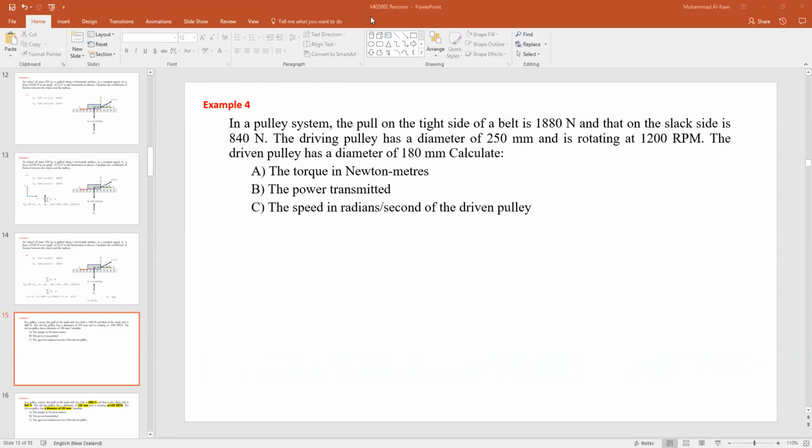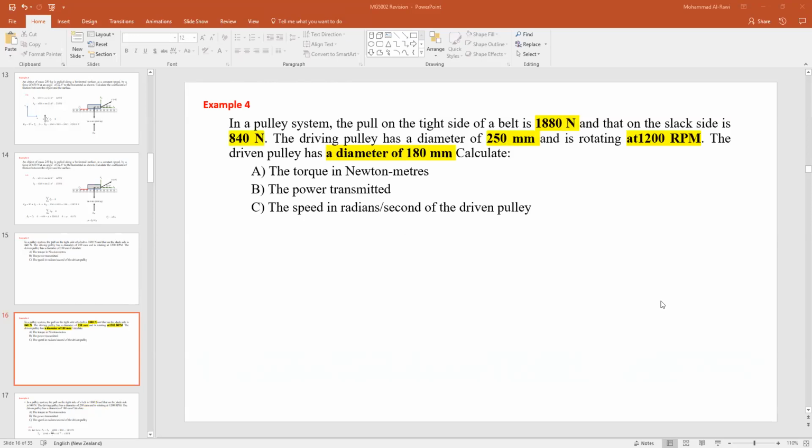Right, has anyone managed to find the answer for part A? Let's read it together. In a pulley system, the pull on the tight side of a belt is 1,880 newtons, and on the slack side is 840 newtons. The driving pulley has a diameter of 250 millimeters and is rotating at 1,200 RPM, revolutions per minute. The driven pulley has a diameter of 180 millimeters. Calculate: the first part wants you to determine the torque in Newton meters.